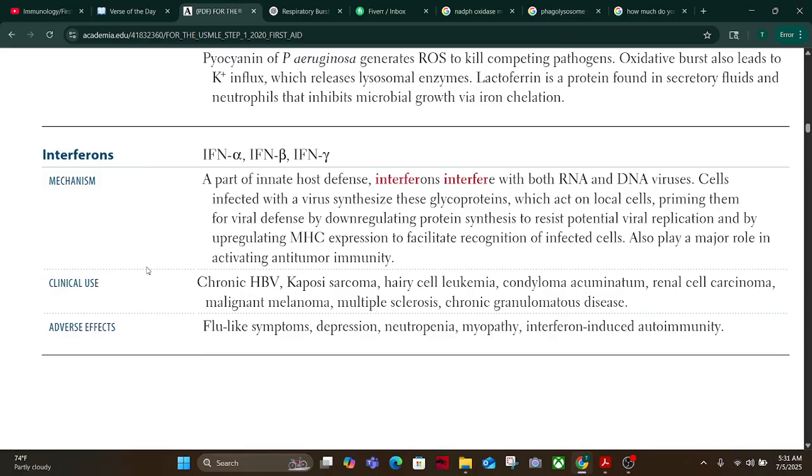Also play a major role in activating anti-tumor immunity. Clinical use is for chronic hepatitis B virus, Kaposi sarcoma, hairy cell leukemia, condyloma acuminatum, renal cell carcinoma, malignant melanoma, multiple sclerosis, chronic granulomatous disease, and adverse effects include flu-like symptoms, depression, neutropenia, myopathy, interferon-induced autoimmunity.